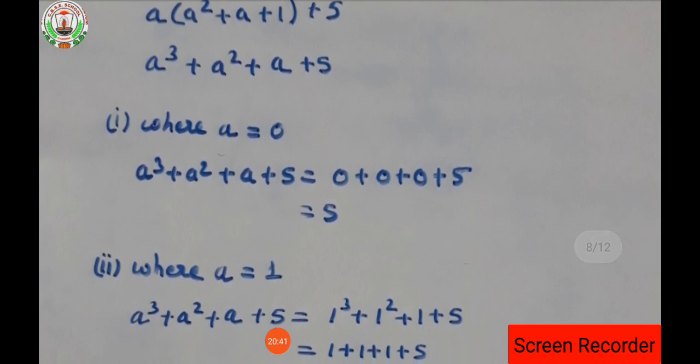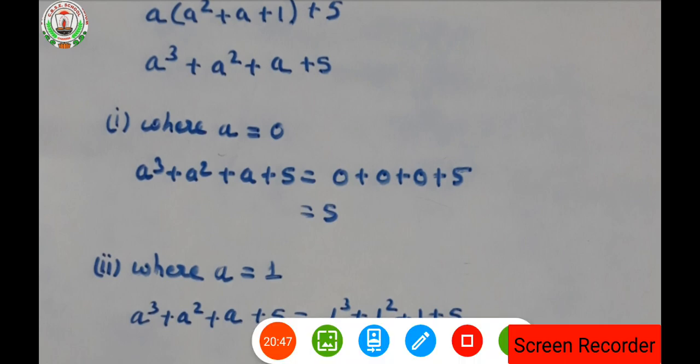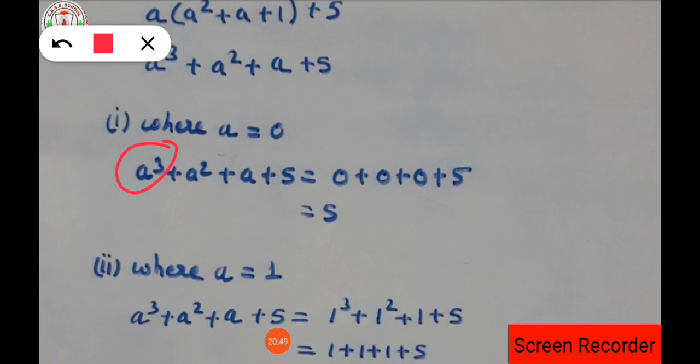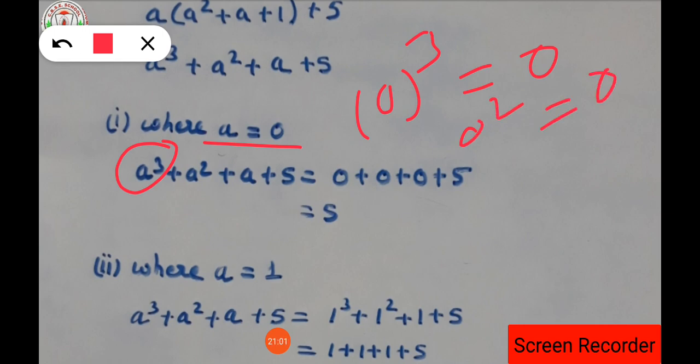As we know, whatever the number is, if we keep it in the form of 0, it will become 0 itself. So here a cube will be 0, as the value of 0 is 0. So 0 to the power 3 will be 0 itself, and 0 to the power 2 will be 0 itself. So altogether the answer will be 0 plus 0 plus 0 plus 5.